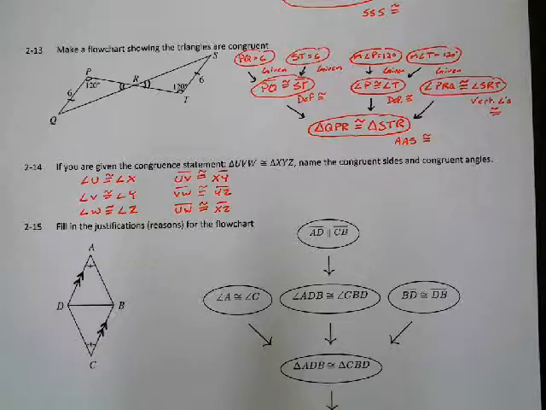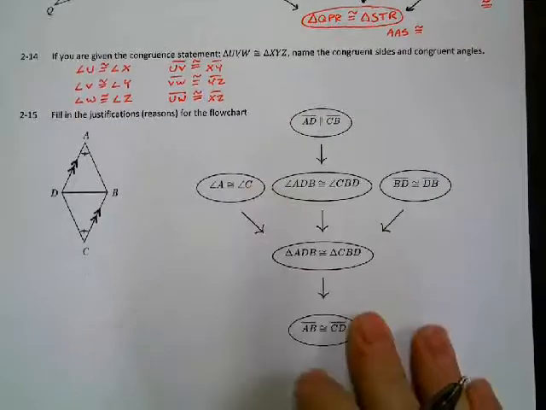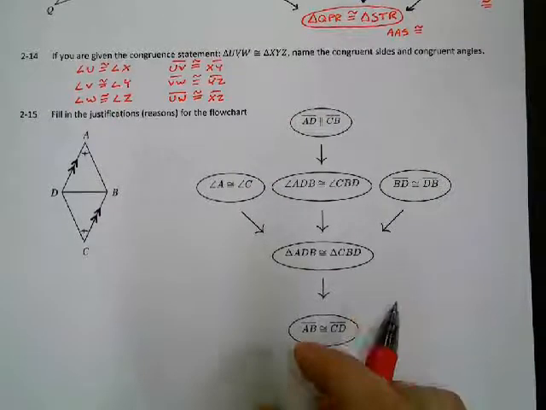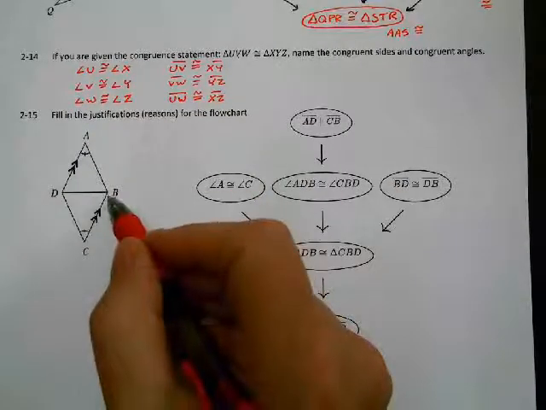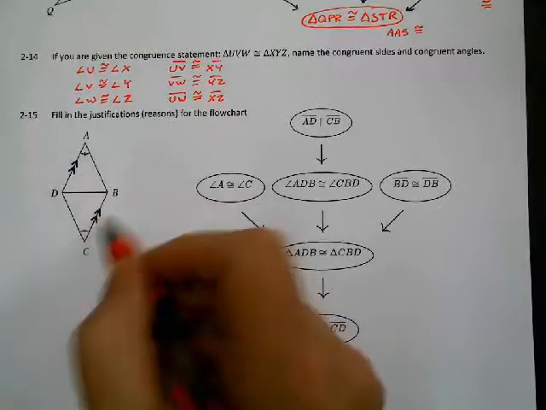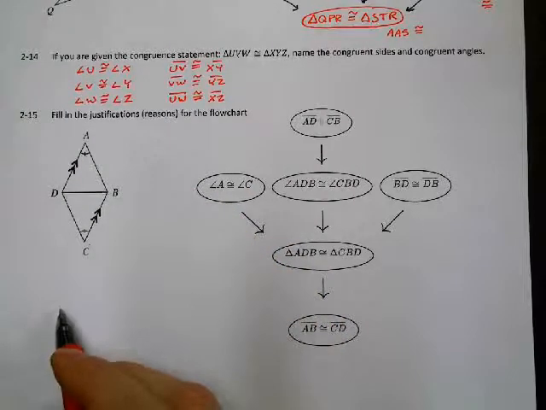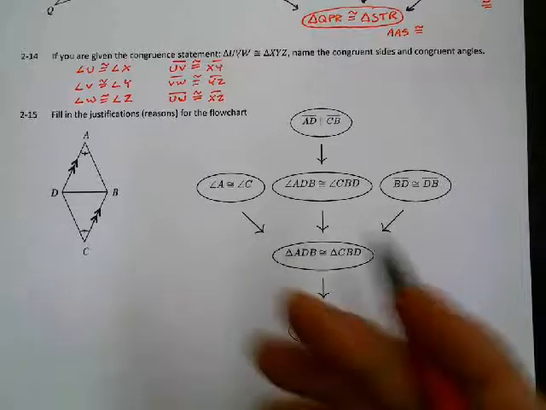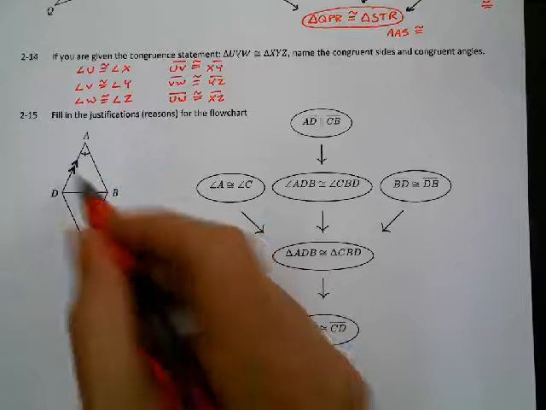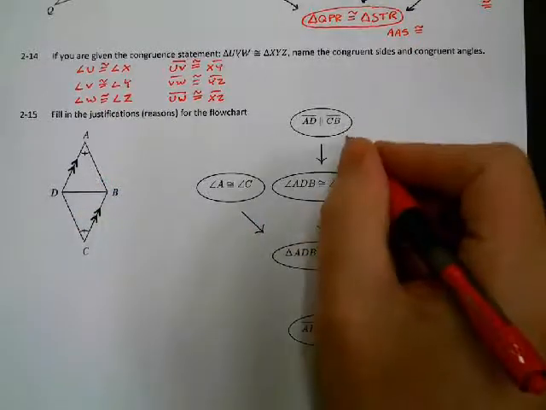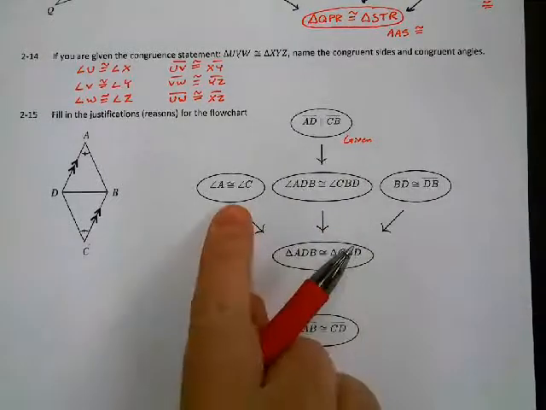Next one, we've got a flow chart already done here, and we just need to do the reasons. So it looks like starting off here, they've said that these two sides are parallel to each other, and then these two angles are congruent to each other. That's the part that they gave to us. So AD is parallel to CB. They gave that to us with these arrow marks right there. So that would be given. Angle A congruent to angle C. They told us that. That's given.